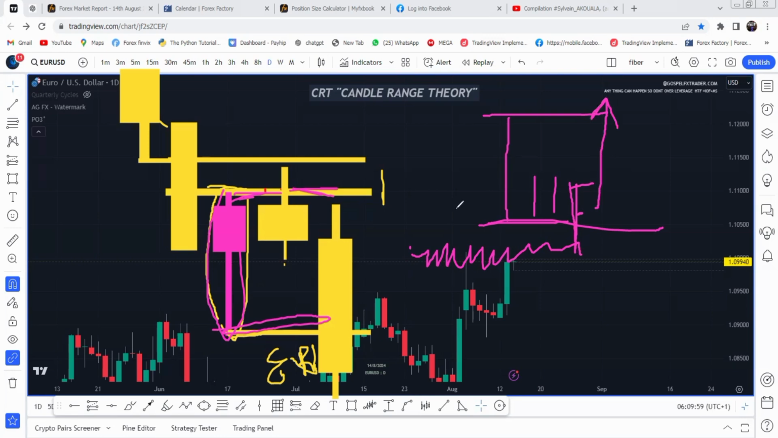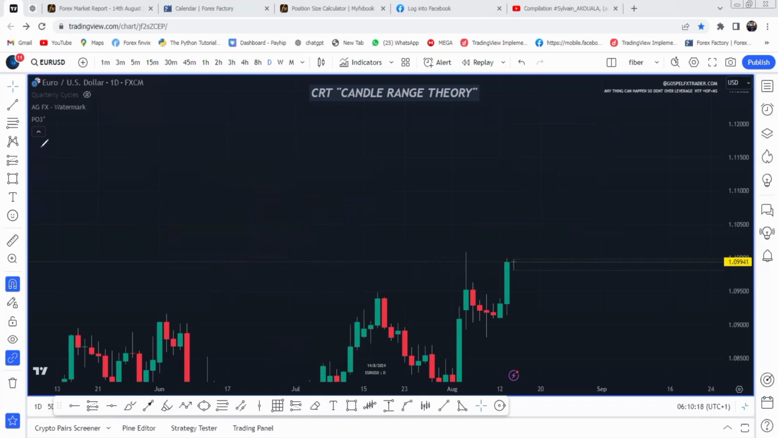I think that makes sense, right? So candle range theory is simply that we are having a range and we are expecting a total soap to happen. Price is stop hunting this high, which is simply a total soap, the more you go down to a lower time frame. So I'm going to try to explain this again now using the lower time frame.